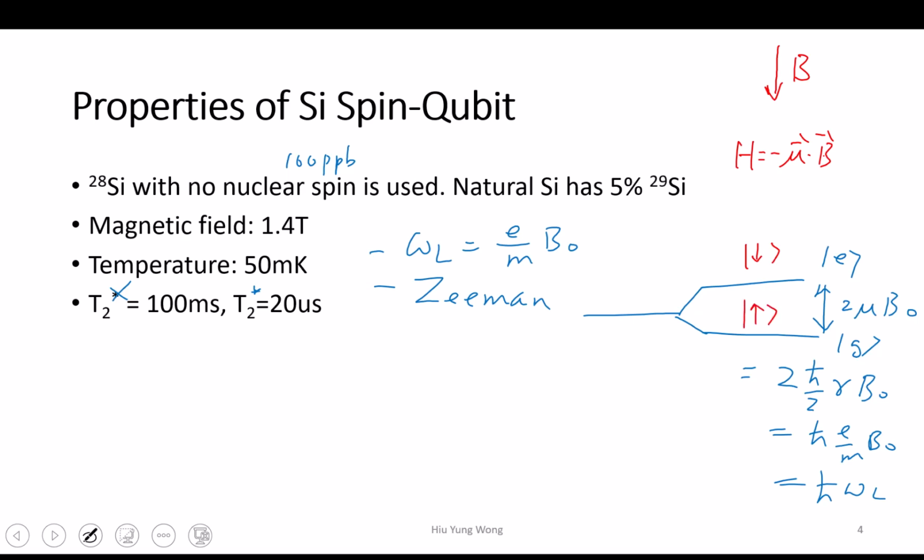Is that okay? But how about the difference in the energy? As we said before, they call it Zeeman splitting or Zeeman energy. Right here, I call it the ground state. The ground state is pointing up. The total energy is 2 mu B0, which is equal to h bar omega L, the Larmor precession frequency. Is this clear? Any questions?